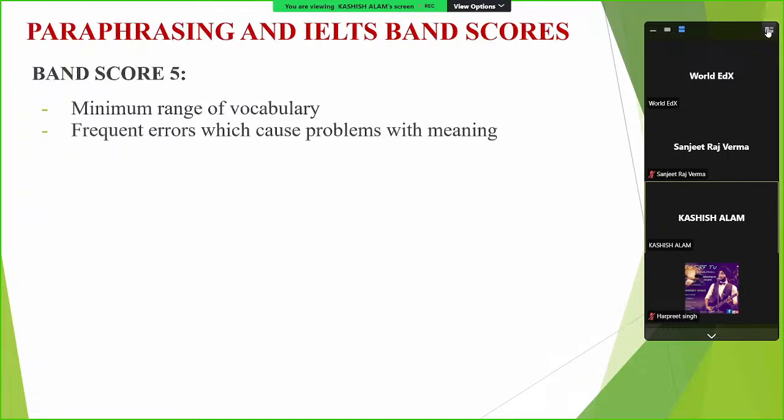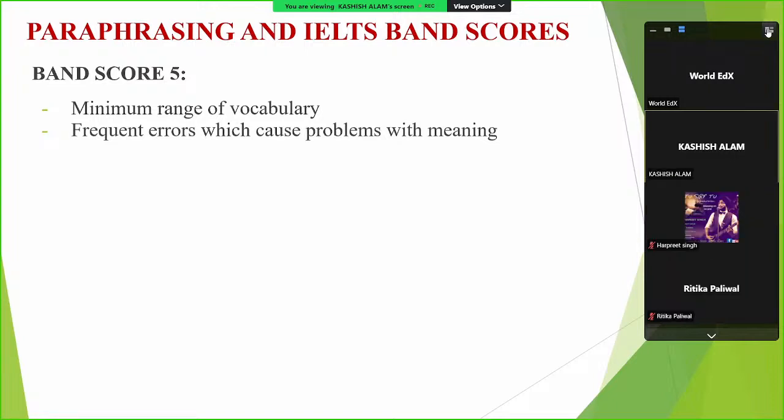Now, how are paraphrasing and IELTS band scores correlated? If you look at band 5, they say the student is using a minimum range of vocabulary, with frequent errors which cause problems with the meaning. So practically they are talking about paraphrasing only. You have tried using synonyms, but it wasn't effective as per the given essay topic or the report writing topic. That is going to cause a problem, or the meaning is not exactly the same as the original text.